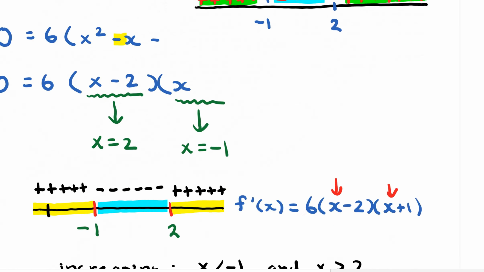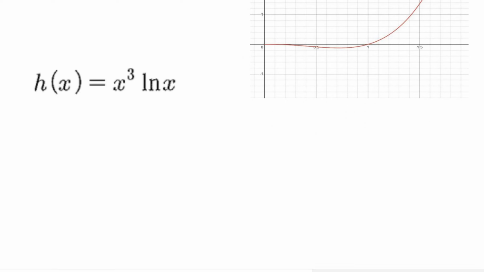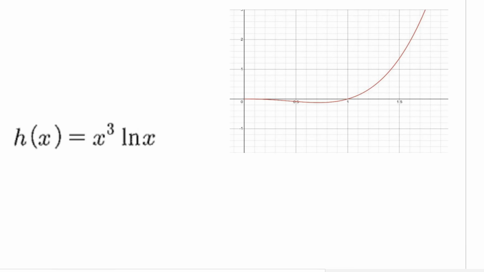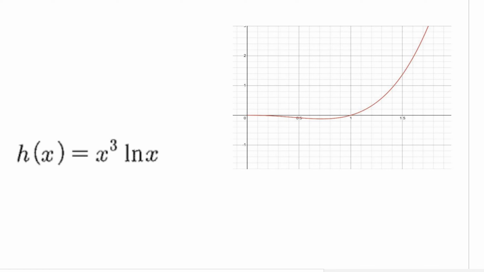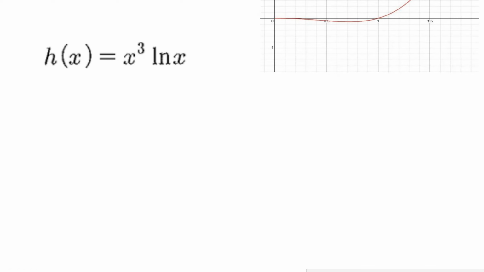Okay, let's move on to the next question. My next question is h of x equals x cubed times ln x, and there's my graph that I will use to test at the very end. If I want to find the intervals where we're increasing or decreasing, we can start by taking the derivative here. So h prime of x equals... Now I have a product of two functions, so we have to use the product rule here.